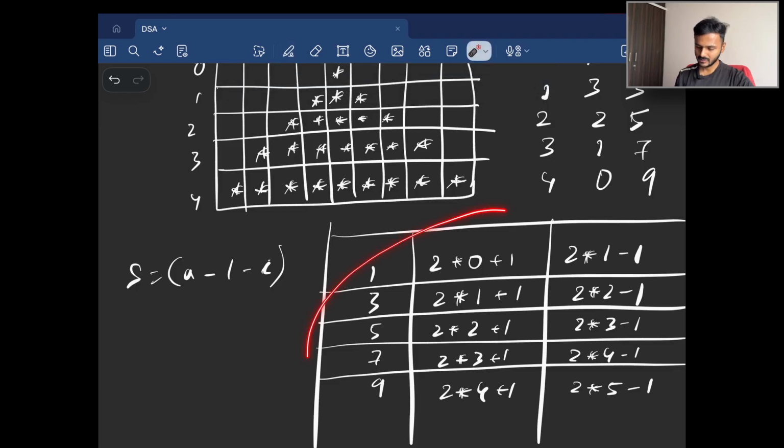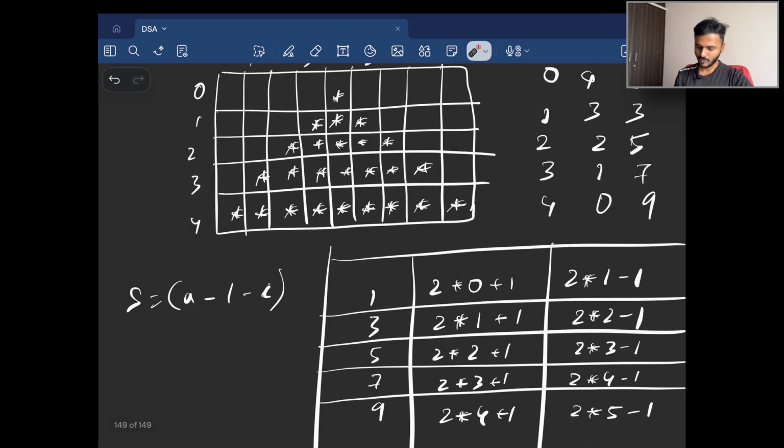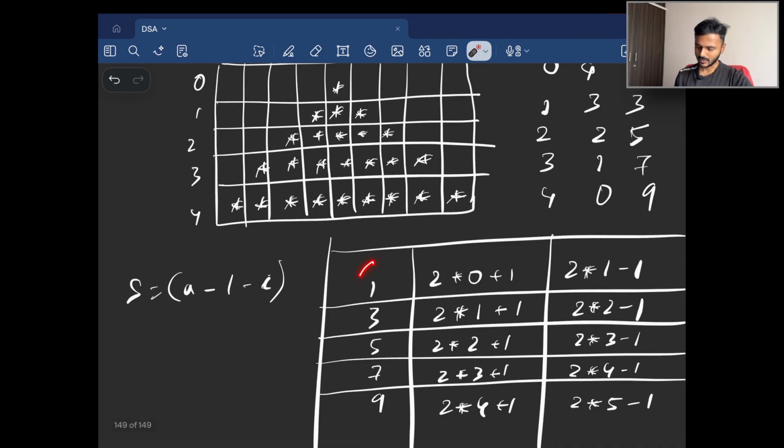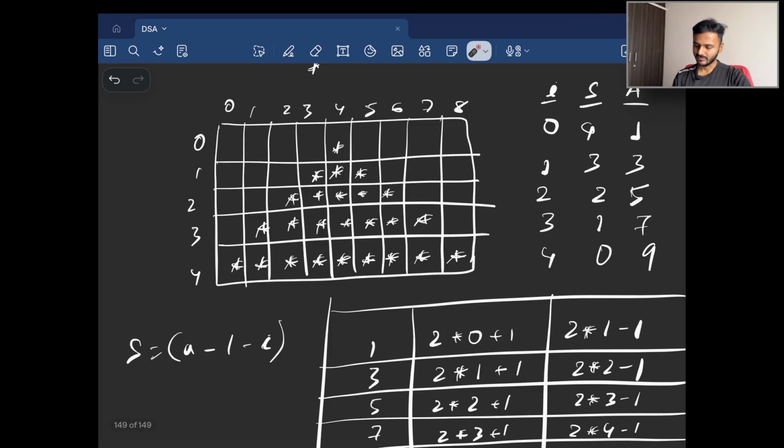All right, so this is how it will look, which means what we have got is 1, 3, 5, 7, and 9, and we have written it in a different way, which is multiplying 2 with some number and adding 1, or multiplying 2 with some number and subtracting 1. Now, what we were actually trying to do was relate I and A.